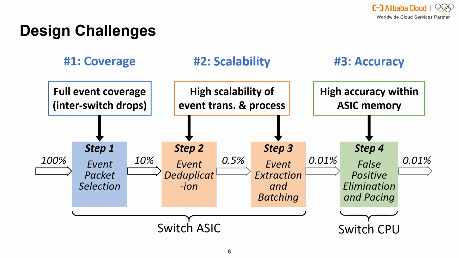As shown in the figure, the overall workflow of NetSeer contains 4 steps, and the final bandwidth overhead of NetSeer is as low as 0.01%.